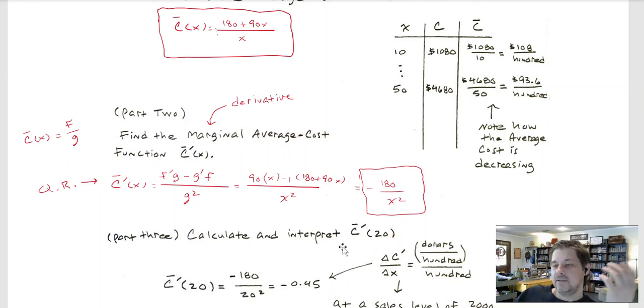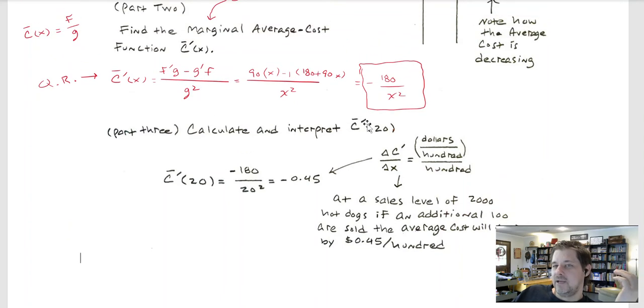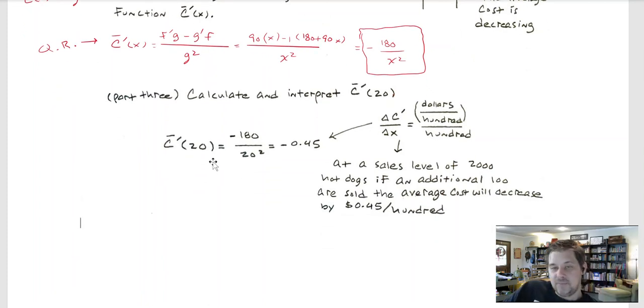Now, let's do some calculations and interpret the numbers we get. All right? So, let's calculate and interpret C bar prime at 20, which is the marginal average cost at a sales level of 20. Okay? So, see, that's easy to put the number in. C bar prime of 20 is negative 180 over 20 squared, which turns out to be negative 0.45.